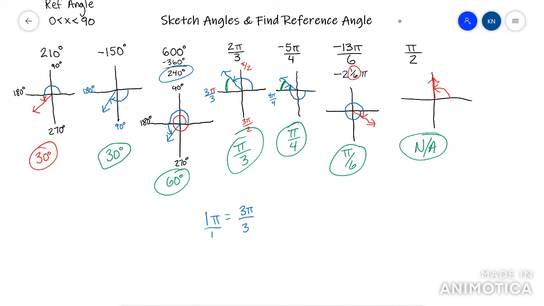All right, that's how you sketch angles and find the reference angle. I hope this video helped, and I hope it wasn't too confusing.